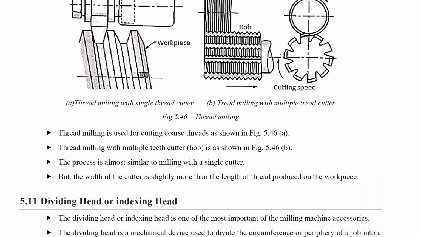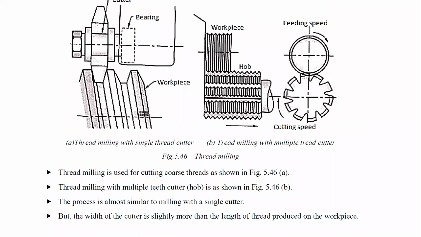Thread milling is used for cutting coarse threads as shown in figure A, and thread milling with a multiple teeth cutter is shown in figure B, which is the hob cutter. The process is almost similar to milling with a single cutter, but the width of the cutter is slightly more than the length of the thread produced on the workpiece.